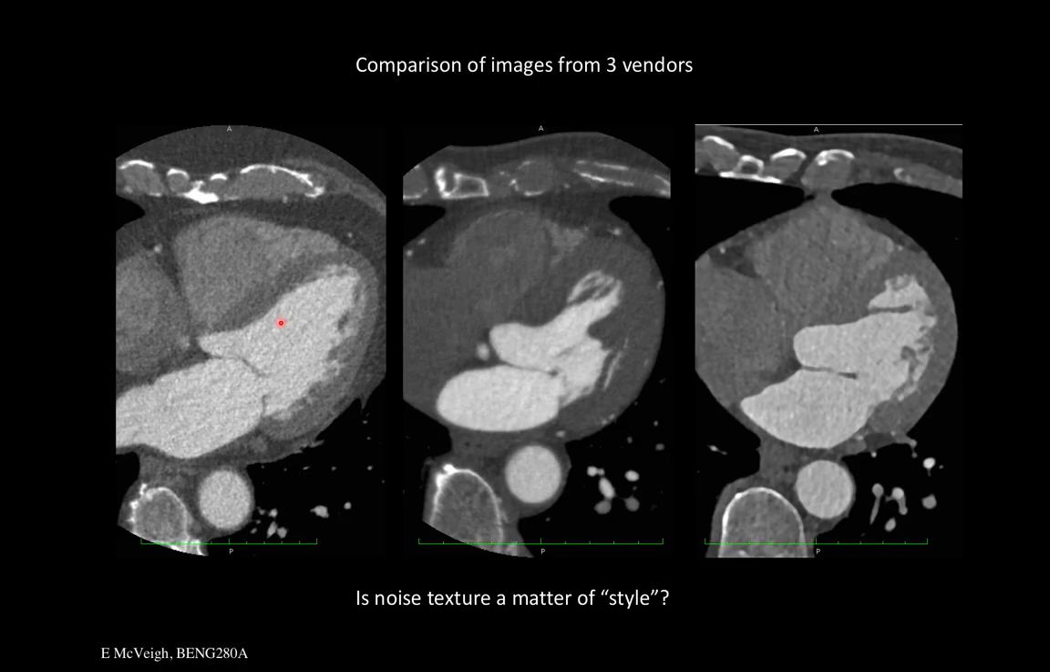Ideally, all three images produce Hounsfield numbers, which should be accurate. And most of the time, they don't drift away from that. Every vendor will say, if you put water in here, I'm going to give you a Hounsfield number of 0. If you put air in here, you're going to get a Hounsfield number of minus 1,000. If you put contrast at a specific concentration, you will get the Hounsfield unit for that. Right? And so most of the time that's true.